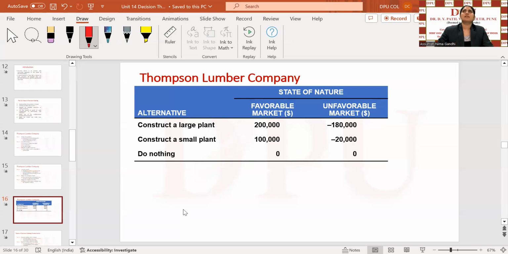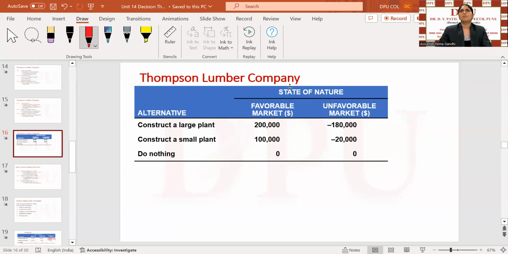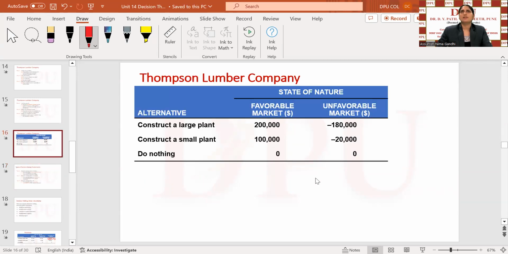Now, once the payoff matrix is in front of us, what we are doing is deciding which model to choose from the different decision theory models. So, types of decision-making environment. Now we are here up to the Thomson Lumber company. The next is the type of decision-making environment. So you have to take a decision under certainty. When you know the outcomes of your alternatives, there is no ambiguity in your mind about what the outcome will be. You are very sure that the market will remain favorable, you are just considering this part.